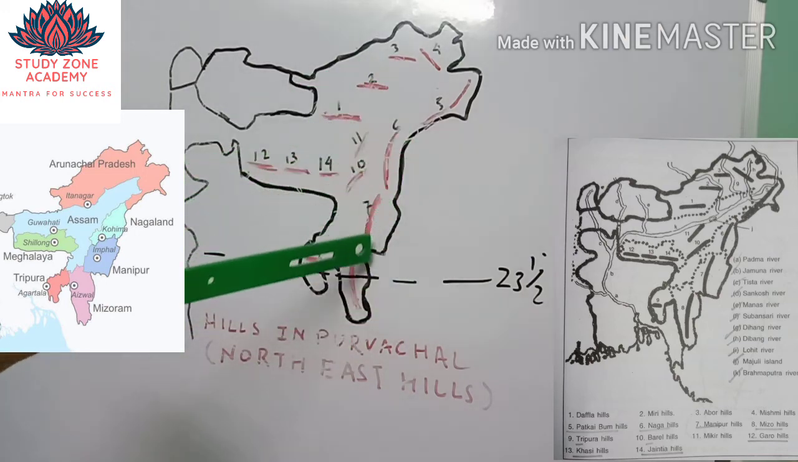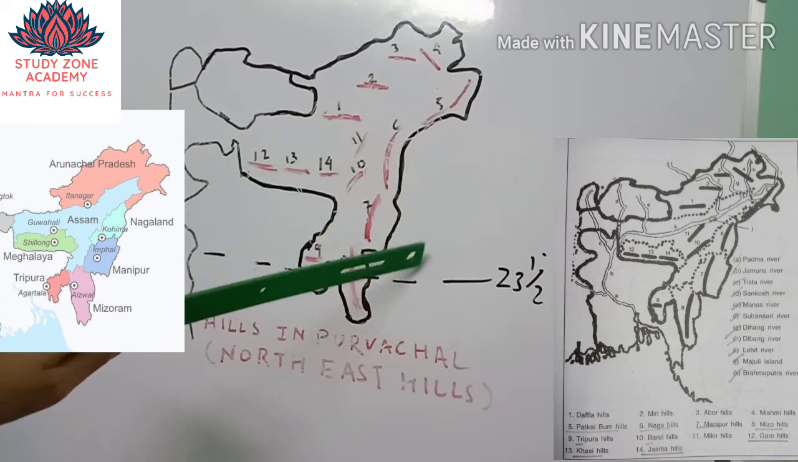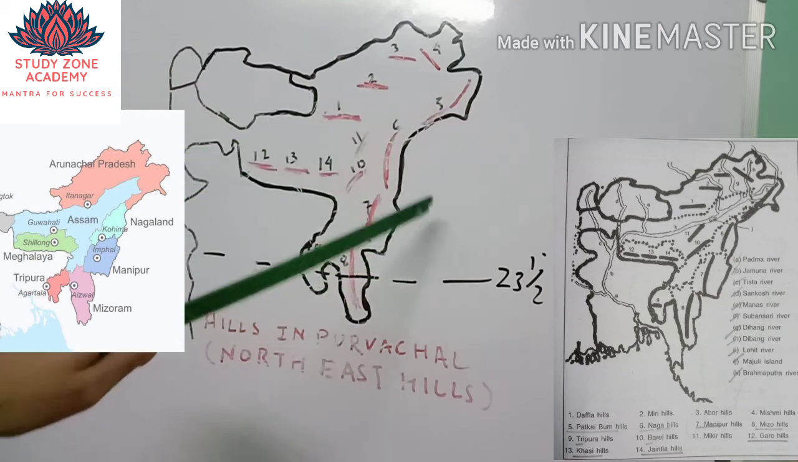Now this is India, and on this side we have Myanmar. So 5, 6, 7 and 8 are creating almost a natural border for India.